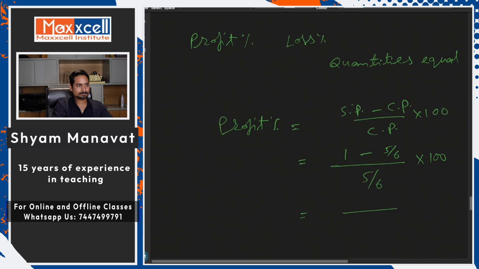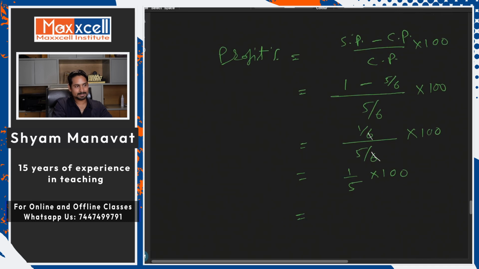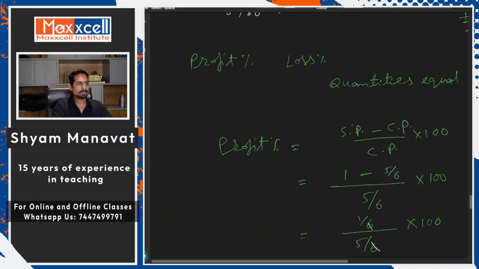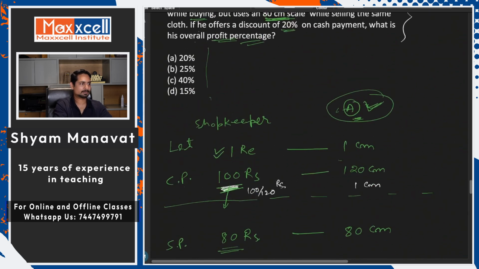What you get here is 1 upon 6 by 5 upon 6, into 100. Let me cancel 6 by 6 here. 1 upon 5 into 100. 1 upon 5 into 100 is going to be how much? 20%. Yes, so this is a profit of 20%. Do we have that in the options? Oh, we got option number A.